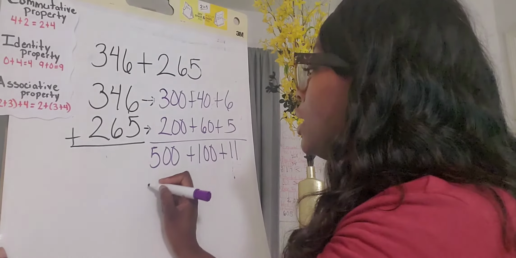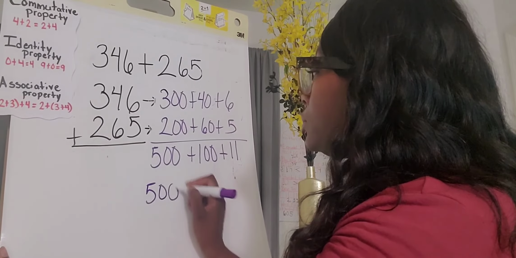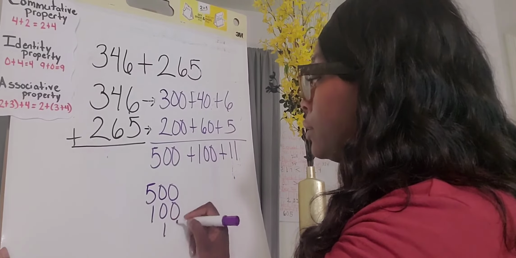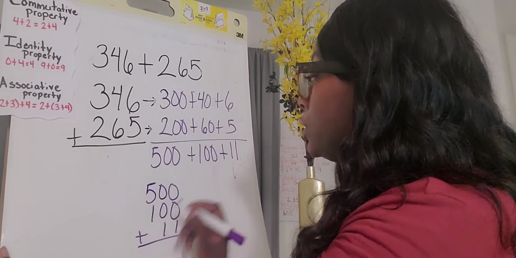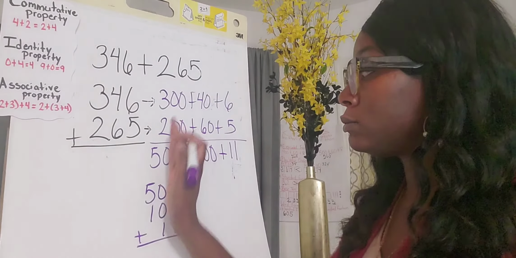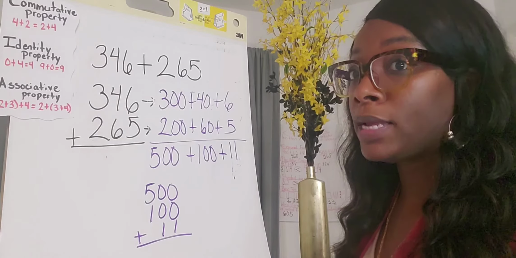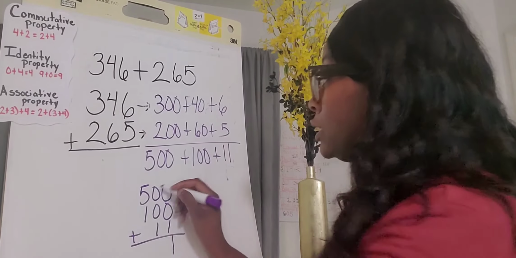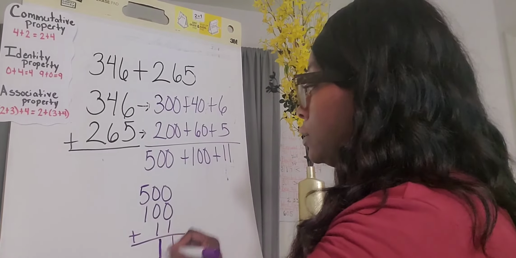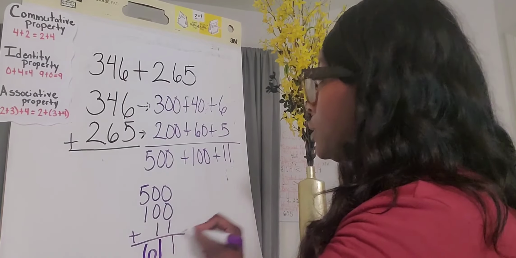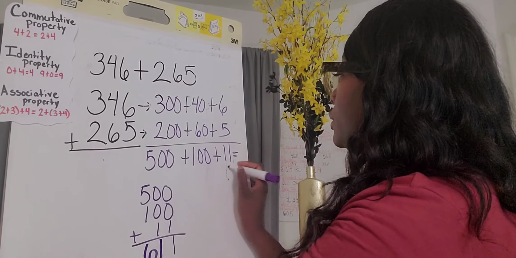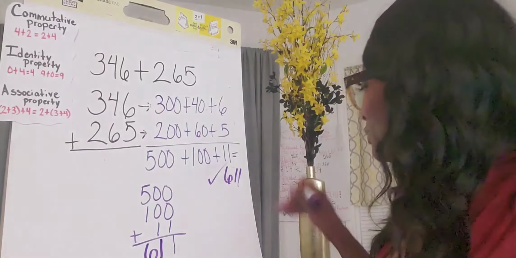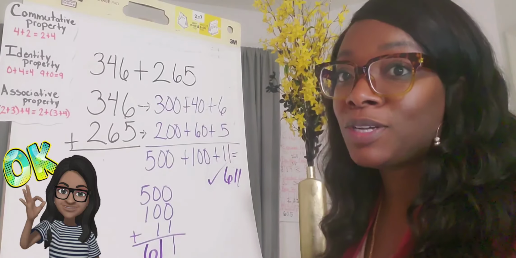Let's try it. 500. Then I'm going to line up my 100. And now 11. But you have to make sure that each of these digits are lined up in the correct place. All right, so here we go. 0 plus 0 plus 1. 0 plus 0 plus 1. 5 plus 1. 611. We got it. Awesome. You all have done an awesome job today.